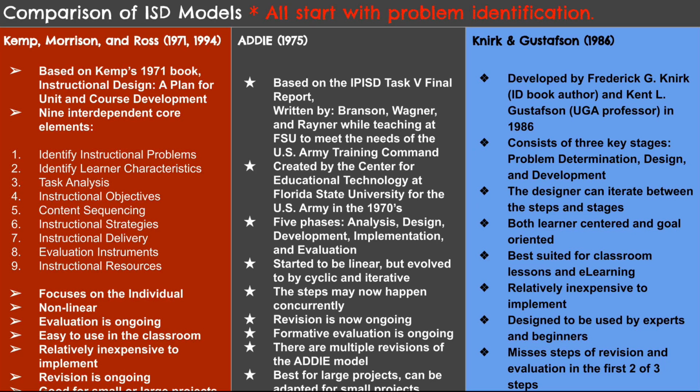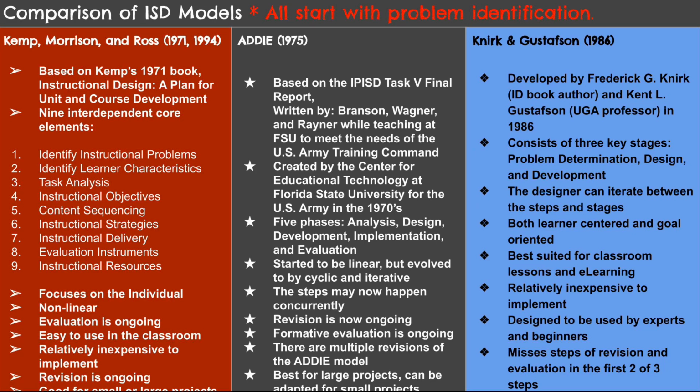When comparing instructional design models, you will notice that they all start with problem identification. The Kemp, Morrison, and Ross model is based on Kemp's 1971 book, Instructional Design, A Plan for Unit and Course Development. It has 9 interdependent course elements. This model focuses on the individual. It is nonlinear. Evaluation is ongoing. It is easy to use in the classroom, relatively inexpensive to implement. Revision is ongoing, and it's good for small or large projects.